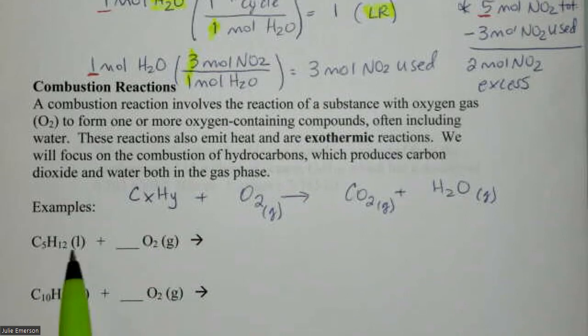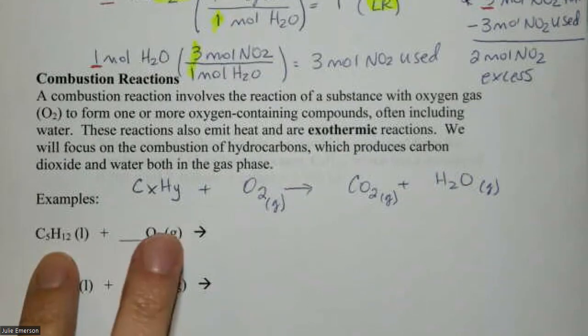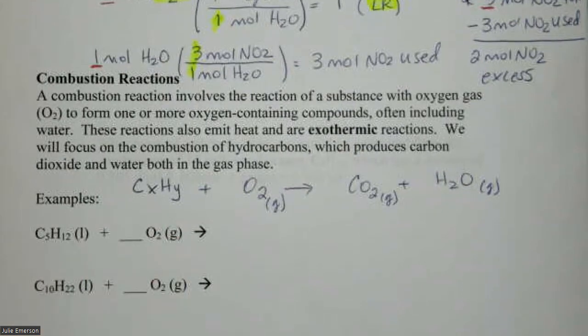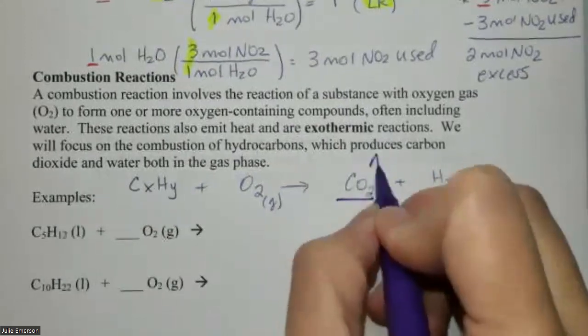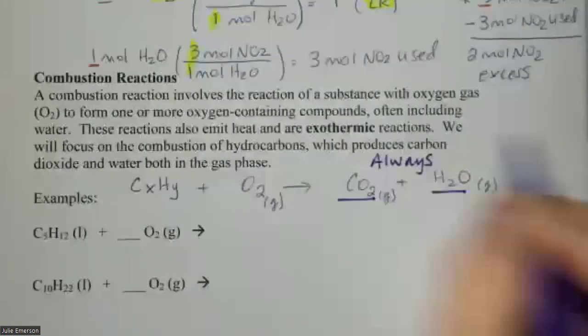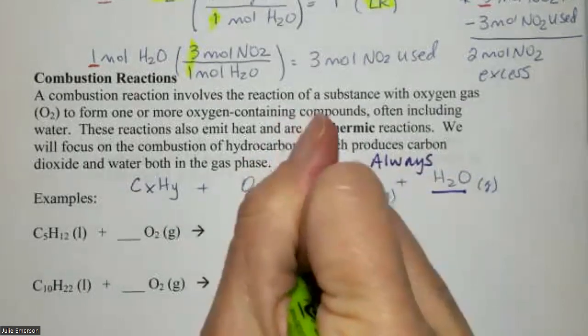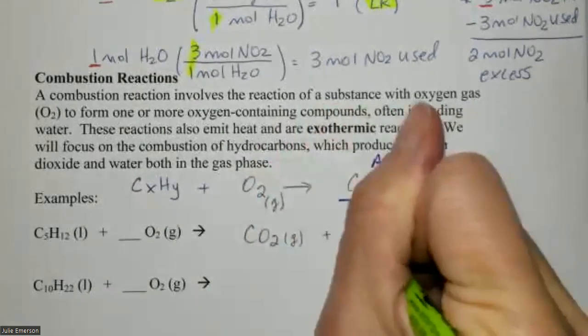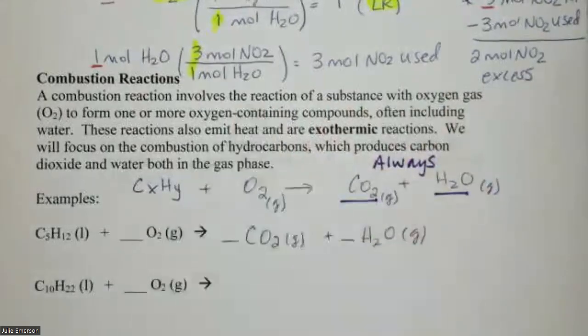So C5H12, pentane, reacting with O2. This is what you look for: the hydrocarbon with oxygen. You're always going to get the same 2 products, CO2 and H2O. In a perfect world with combustion, when it's efficient, these are always your 2 products. So we put CO2 and H2O on the product side. All we have to do is balance.